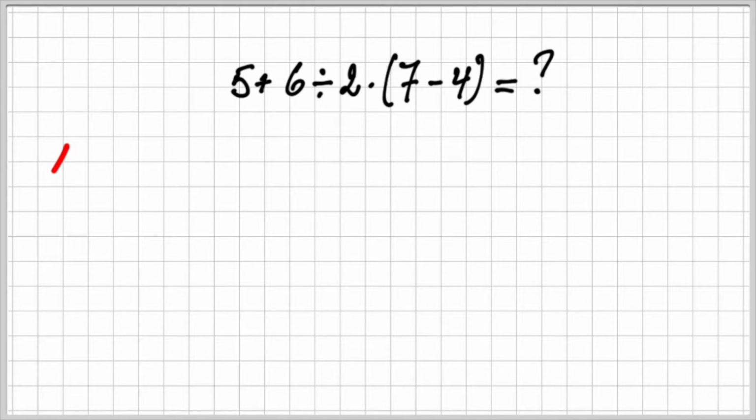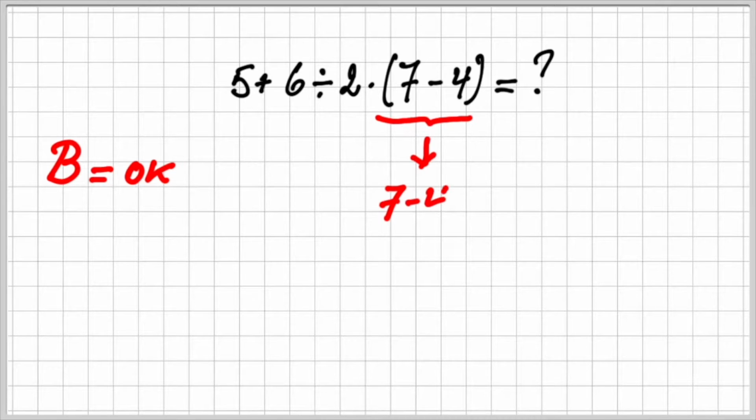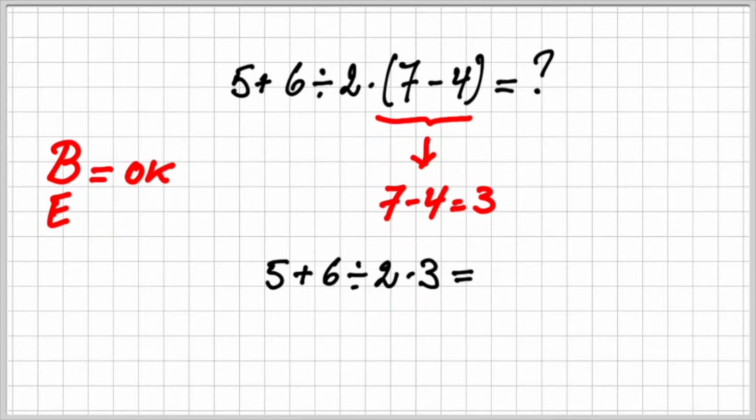When we look at BEMDAS, the first thing to do is to look at the brackets, and we have brackets. So we first have to calculate the expression between the brackets. So 7 minus 4 is equal to 3, and we can replace the brackets 7 minus 4 by 3. And we still have the multiplication and the division. We don't have any exponents in this case, but we have the multiplication and the division.